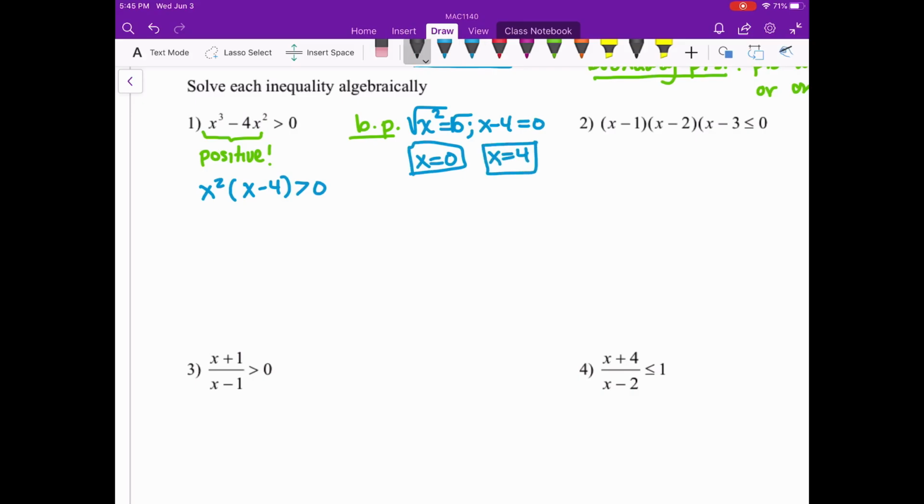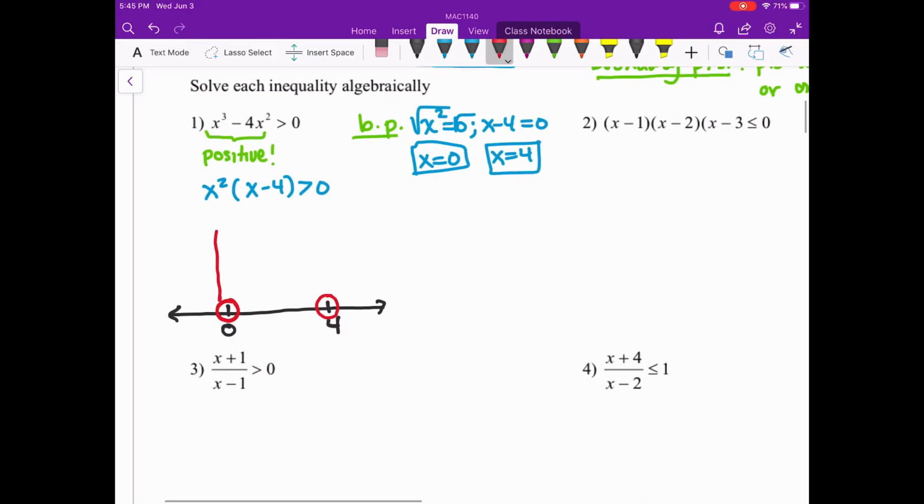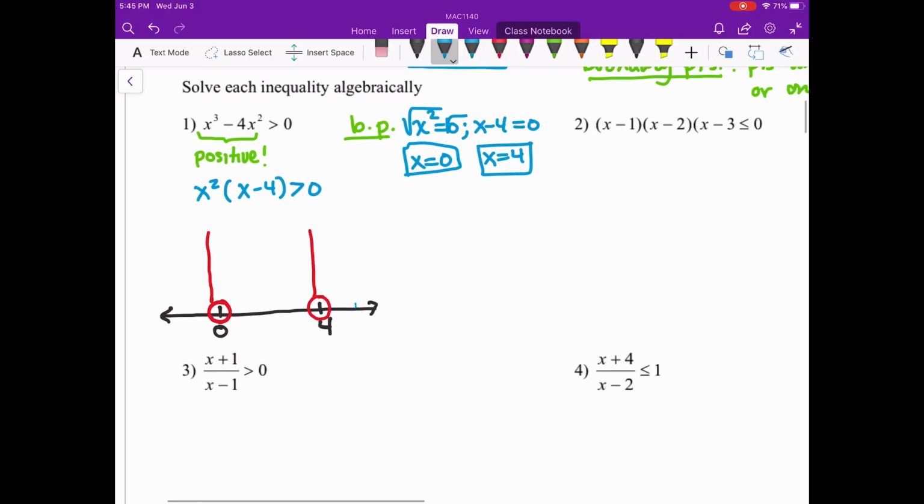As soon as I find my boundary points, I'm going to make a number line. Next, I'm going to establish my boundary points with an empty circle. Why? Because it's not inclusive. And now I'm going to choose one point from each of these intervals. Here I'm going to use 5, here I'm going to use 1, and here I'm going to use -1.